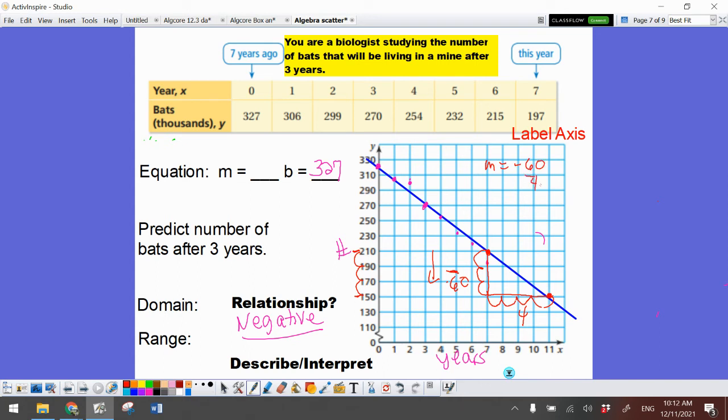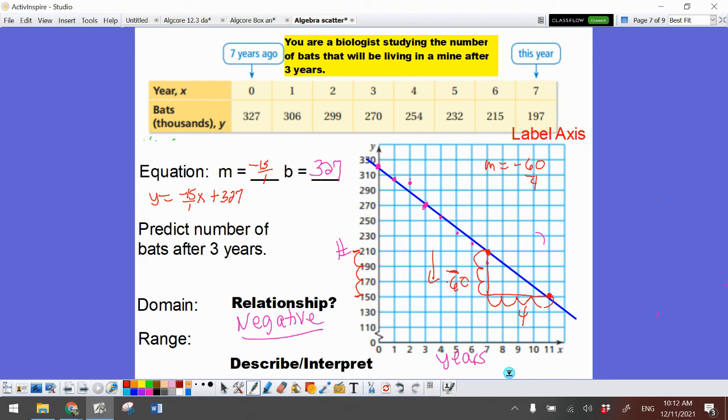Okay. Now we need to simplify that. So negative 60 divided by 4. If I simplify that fraction, I come up with negative 15 over 1. Okay. So my equation would be y equals negative 15 over 1, or just negative 15, plus 327.